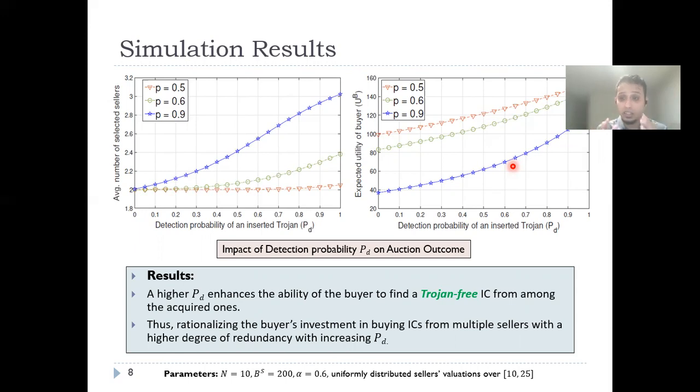Thus, it also justifies that if the buyer is able to acquire more ICs from multiple sellers, there is a high chance that the buyer is able to get an IC which is Trojan free, and it also increases the expected utility of the buyer.